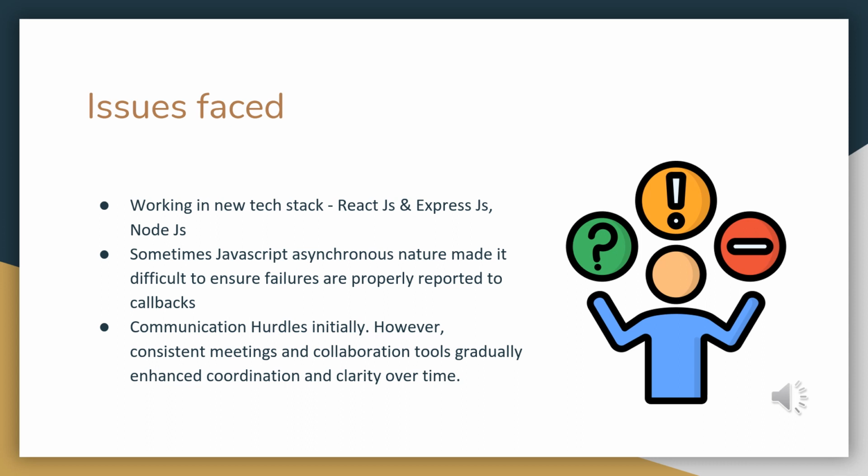Now, let's look at the issues we have faced in our project. 1. New tech stack. Transitioning to React.js, Express.js, and Node.js presented initial challenges, but we successfully adapted and leveraged their capabilities for our project. 2. Asynchronous challenges. JavaScript's asynchronous nature occasionally posed a few difficulties, particularly in ensuring proper reporting of failures to callbacks. However, through thorough testing and debugging, we addressed these issues effectively.